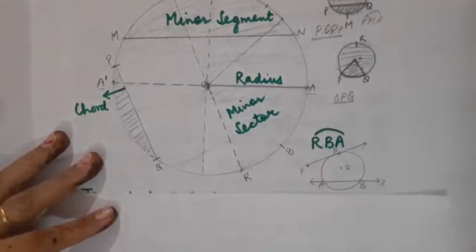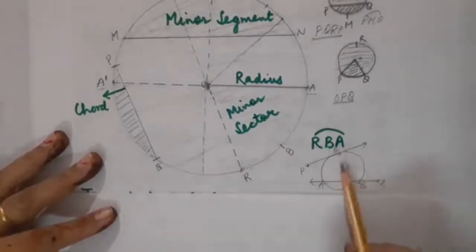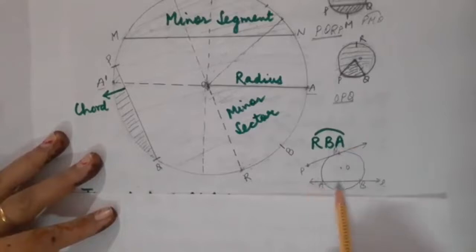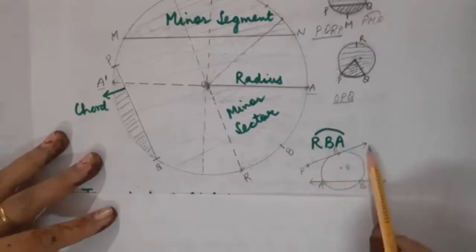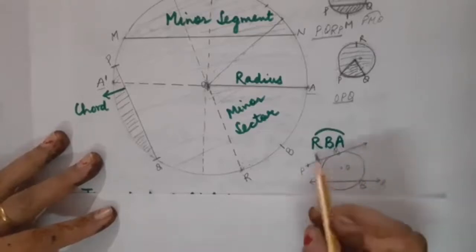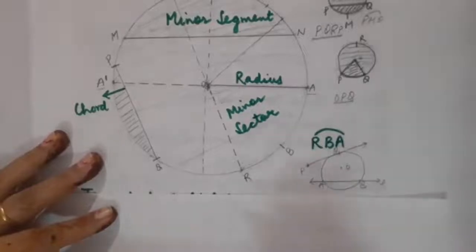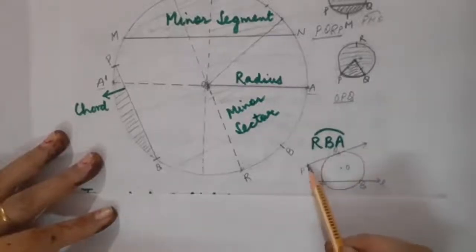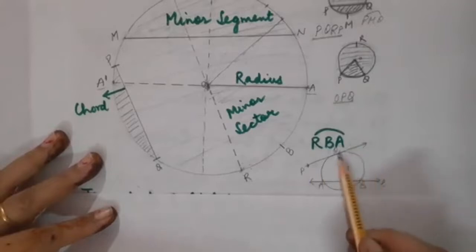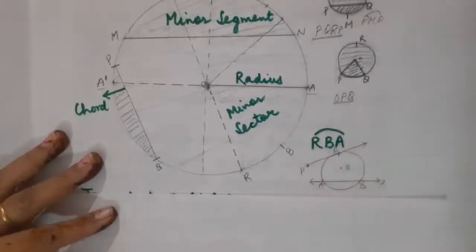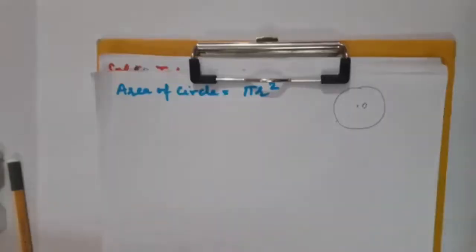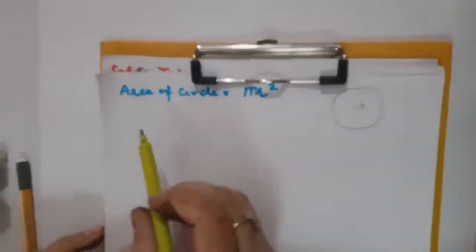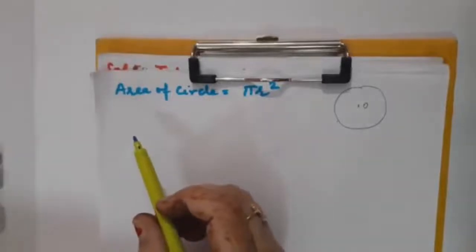Clear? If anybody asks you the difference between tangent and secant, then you will say that secant is a line which intersects the circle at 2 points, but tangent is a ray, or you can even call it a line also, fine, which is always drawn from the external point of the circle and it always touches the circle exactly at 1 point, correct?